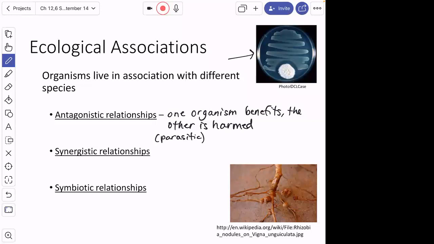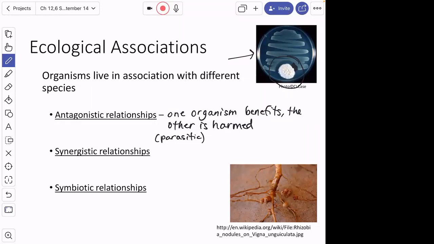We've got some kind of bacteria streaked on the plate, and then there's a big old mold here that you can see. There's a little zone here where now the bacteria can't grow anymore. Okay, that mold is secreting something that's keeping the bacteria from growing, probably some kind of antibiotic. Okay, so that would be an antagonistic relationship.